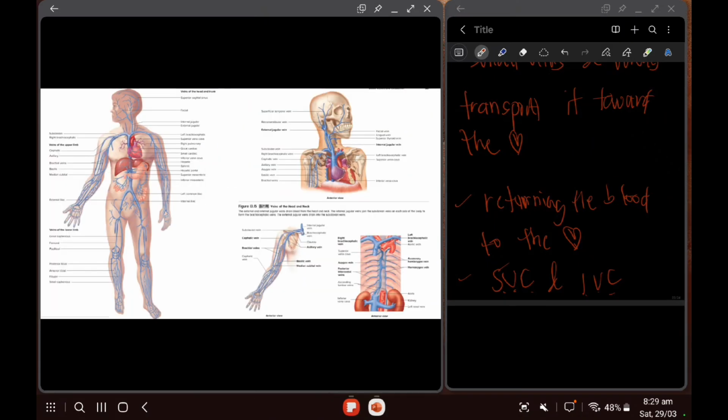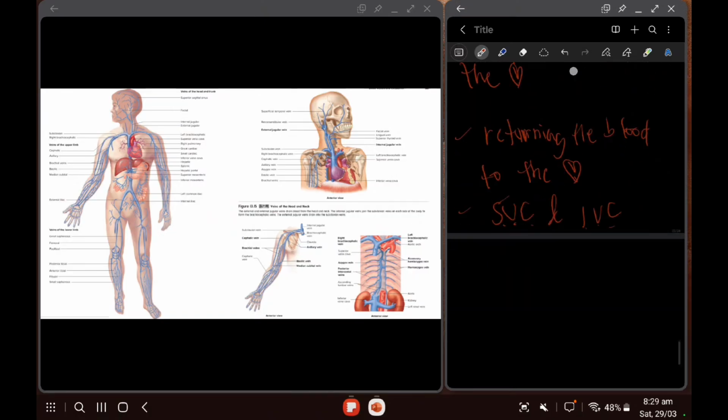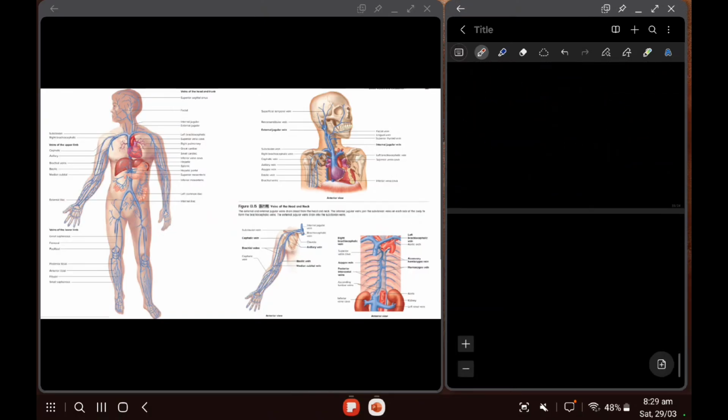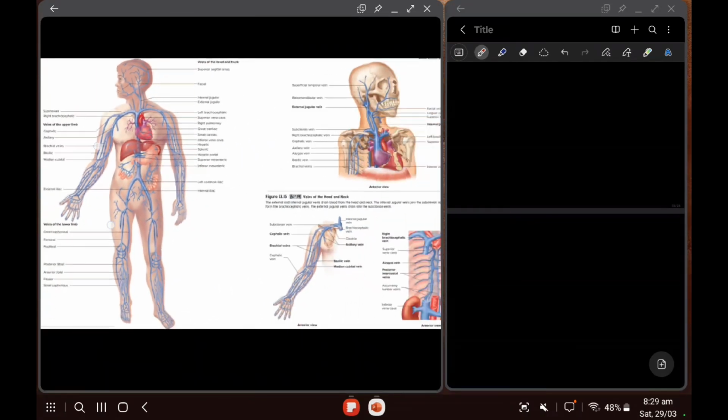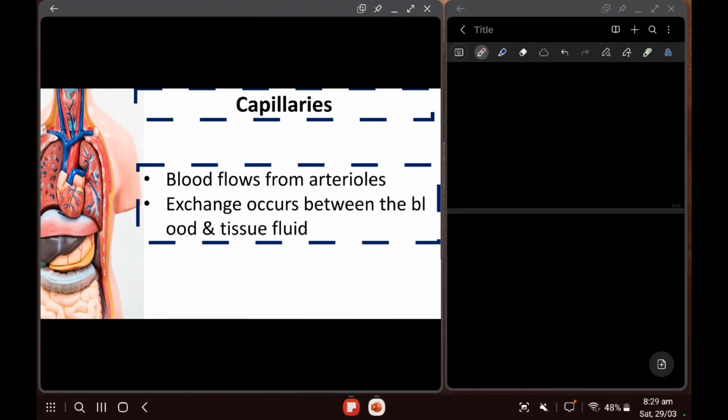So here are the veins that we can find in our body. So ayan, subclavian, right, almost lagi silang magkatabi ni arteries. Yan. So hindi ko na iisa-isahin. Nandyan po, naka-indicate yan.